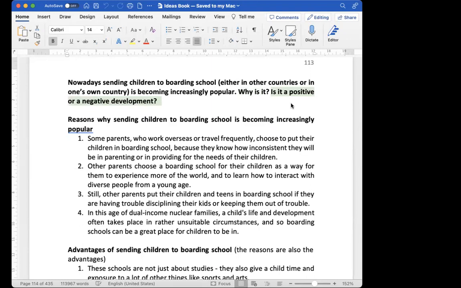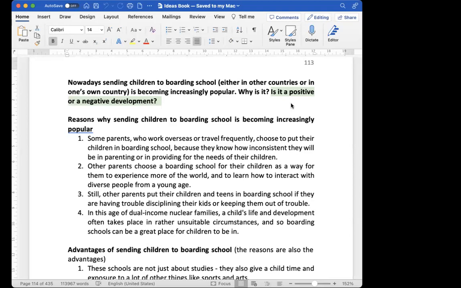First, some parents who work overseas or travel frequently choose to put their children in boarding school because they know how inconsistent they will be in parenting or in providing for the needs of their children. So, there are parents whose jobs involve a lot of traveling. Now, when children come back from school, they have to be looked after, their homework, their diet, their sleeping time, everything has to be looked after. And such parents cannot consistently take care of their children.